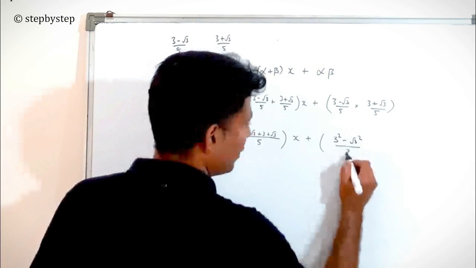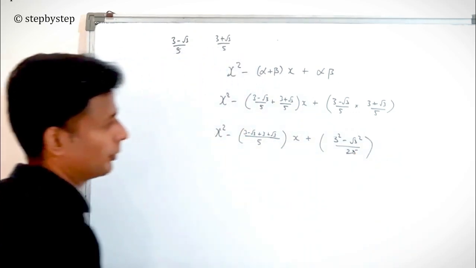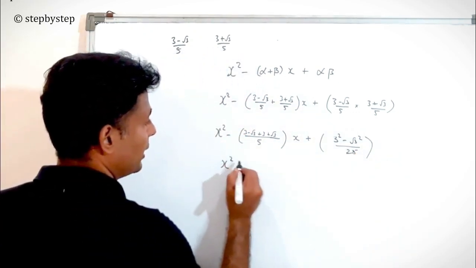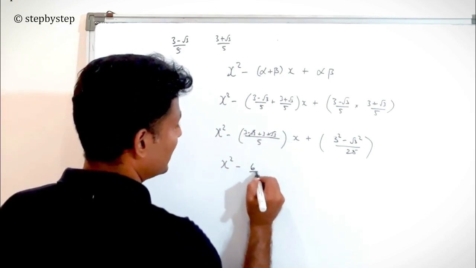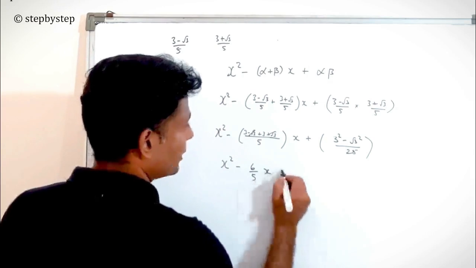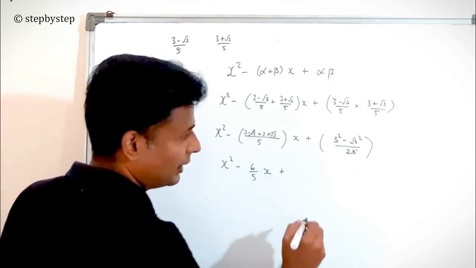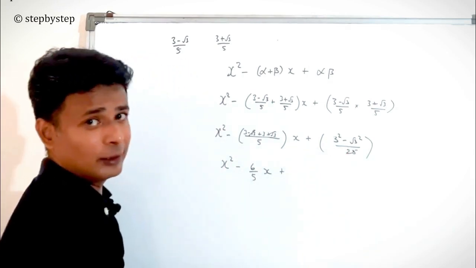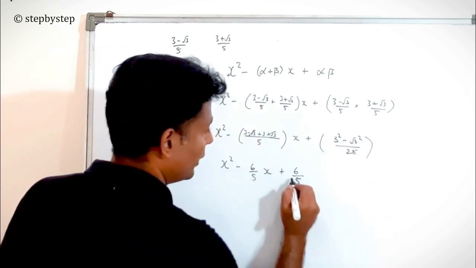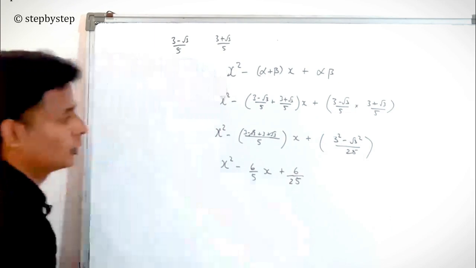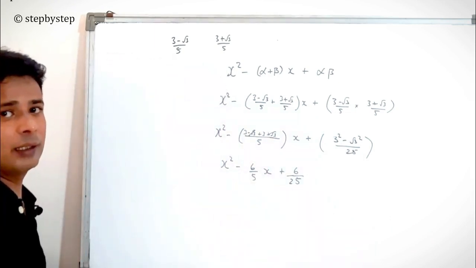By 5 into 5, 25. Now, this can be written as minus root 3 plus root 3 cancels. We get 6 by 5 x plus 3 square is 9 and root 3 square is 3. So, 9 minus 3, 6 by 25. So, this is your quadratic equation.